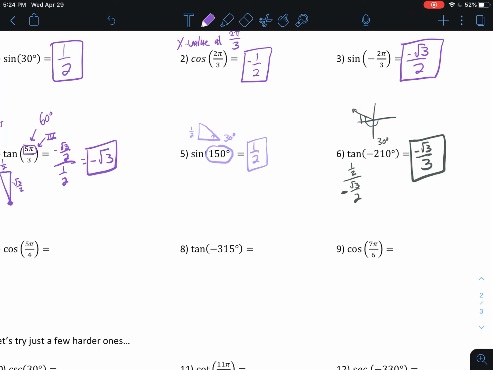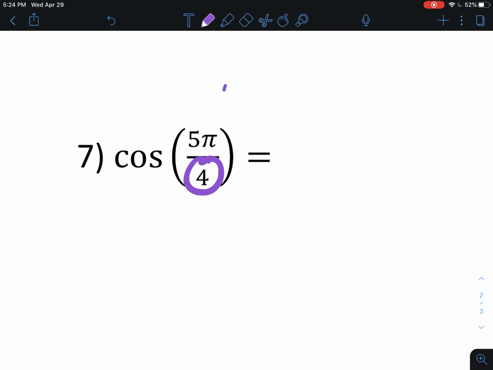Okay, next one, 5 pi over 4. Over 4 means that this is a 45-degree angle. It doesn't matter if it's sine or cosine: a 45-degree angle automatically tells me radical 2 over 2. Now we just need to figure out if it is positive or negative. 5 pi is 1 more than 4 pi, and 4 pi over 4 would be our pi value. So if we're just past that, at 5 pi over 4, the x value is negative. So we're negative radical 2 over 2.